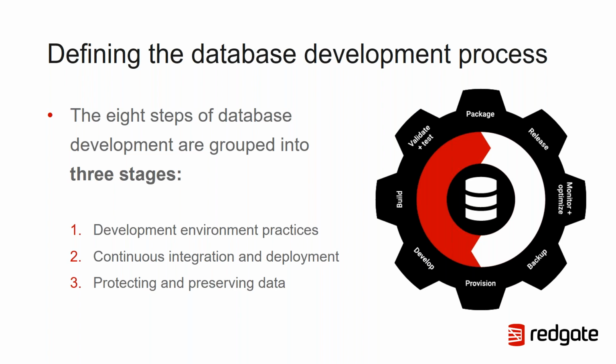And the final category here: protecting and preserving data. This final step includes monitor and optimize and backup. And these are just as important as everything else. In fact, the increased speed of delivery and automation means that monitoring is even more important, as that database entity that was relatively static previously starts coming into this state of constant change. The more frequently we're updating the database, the more important it is that we have a view on exactly what the effect of those changes is.